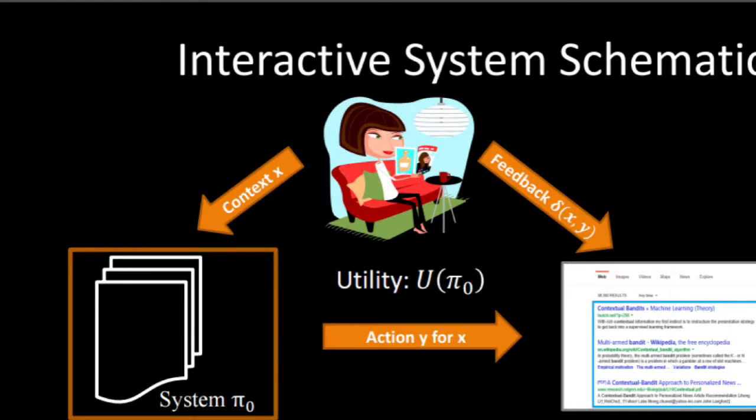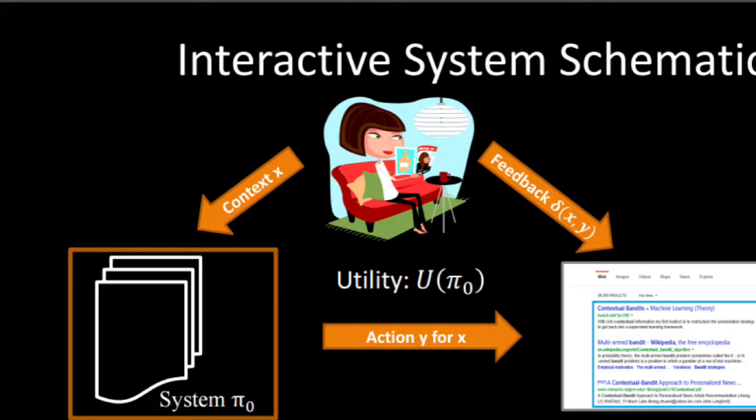Our work focuses on evaluating the performance of a user interactive system using historical log data from previous versions of the system. So let's first look at the general schema of such a system. The input is a context X, which describes the user and perhaps other parts of the environment, to which the system P0 responds with an action Y, drawn from some distribution conditioned on X.